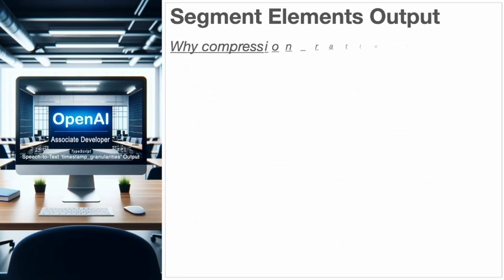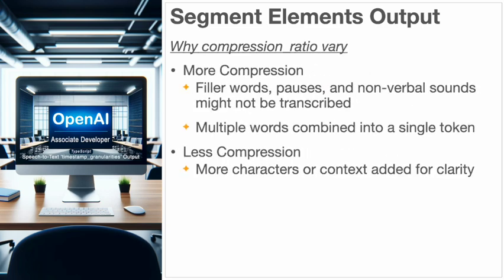To understand why this property may not be 1, consider that certain elements might get compressed. For instance, filler words, pauses, and non-verbal sounds, or when someone constantly uses the word "like" as a filler word. These are all examples of what might not be transcribed by the AI, thus reducing the number of characters in the transcribed text. Additionally, the model may combine multiple words into a single token, further reducing the length of the transcribed text. For numbers greater than 1, the model could have added more characters or context to make the transcription cleaner and more readable.